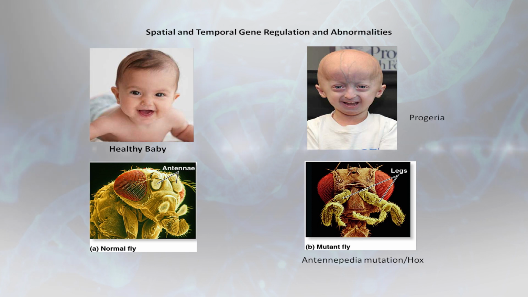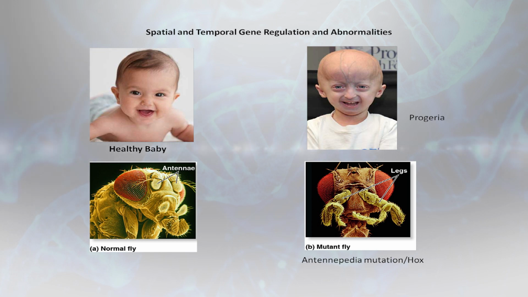This is called progeria. So there is spatial and temporal gene expression, what we call. Temporal is the time: at a particular time, only certain genes have to be expressed. Space means a particular area where the gene has to be expressed. I have shown that healthy baby and progeria, which is a temporal gene expression abnormality.